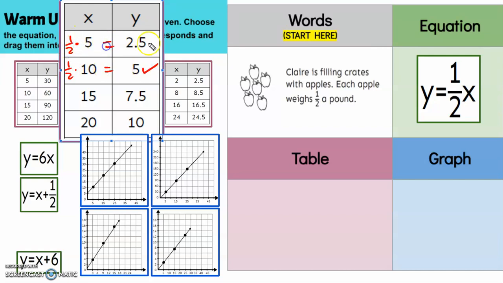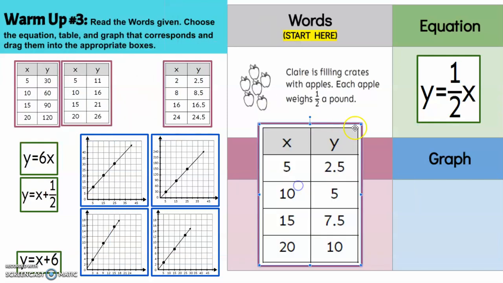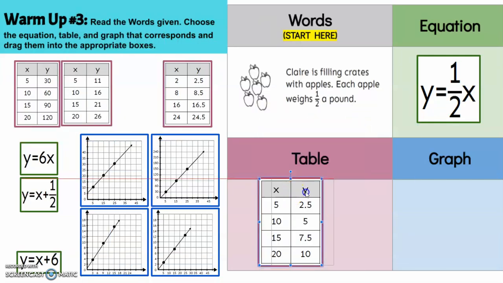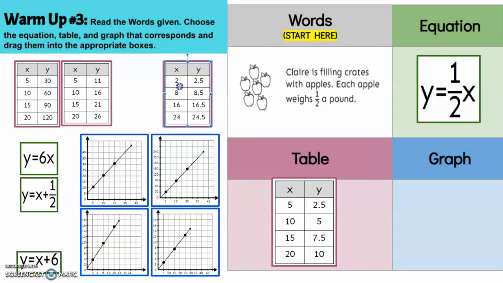Half of 5 is 2.5. Half of 15 is 7.5. And half of 20 is 10. So I found it. It is the third table. Let me get it down to a normal size. There we go. And if you check here, this one also wouldn't make sense. Half of 8 should be 4. That's not right. So we found the right table.